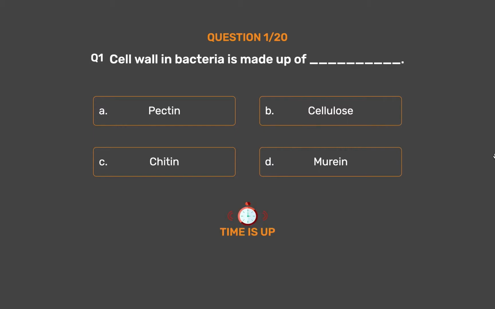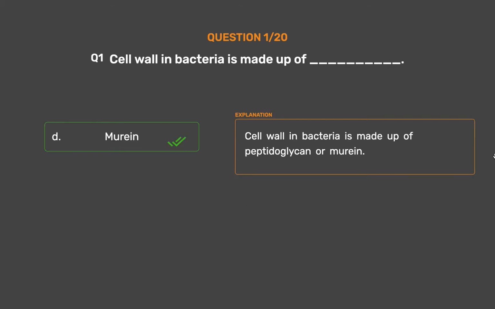The correct answer is option D, membrane. Cell wall in bacteria is made up of peptidoglycan or membrane.